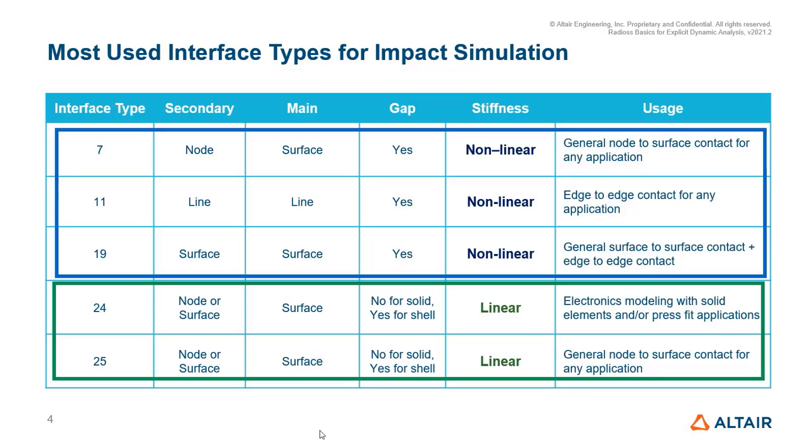In the linear stiffness contacts, there are 24 and 25. 24 is widely used in electronic modeling with solid elements, or the typical applications are press fit. Type 25 is general purpose contact. You can use type 25 in any application, but it is linear stiffness contacts. So we are going to see what is linear and non-linear stiffness contacts in the coming slide.